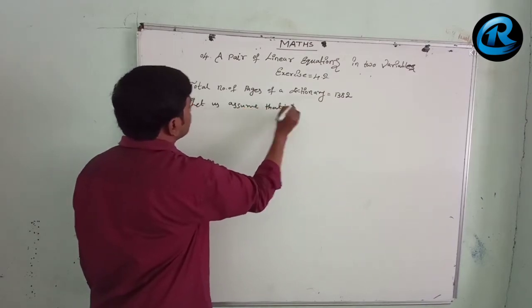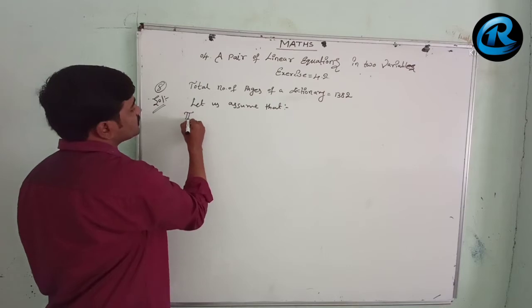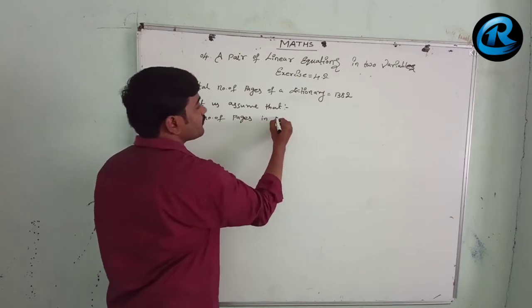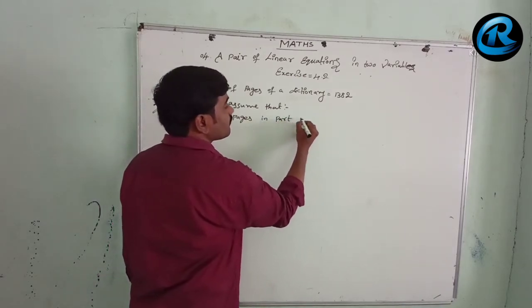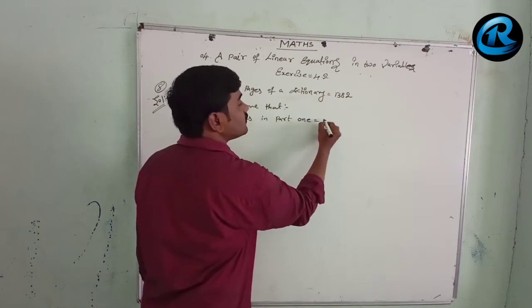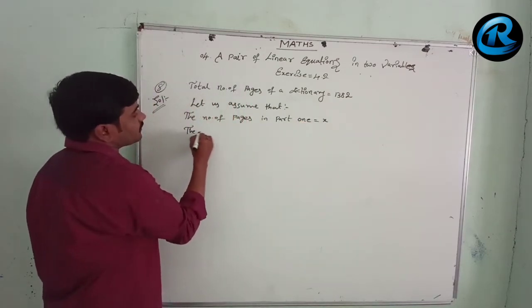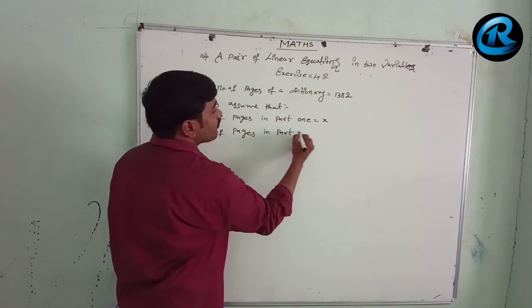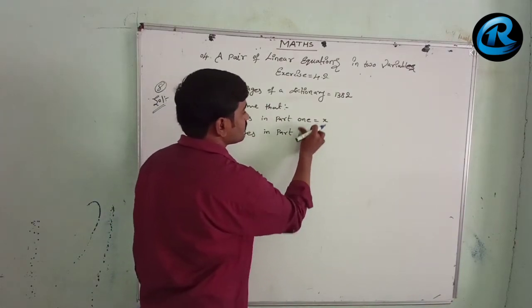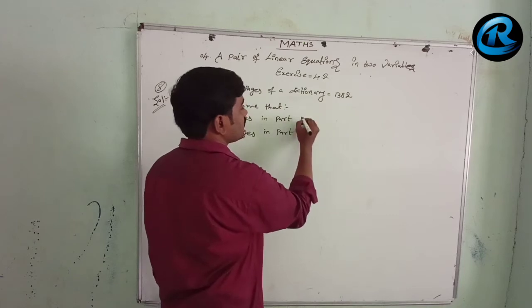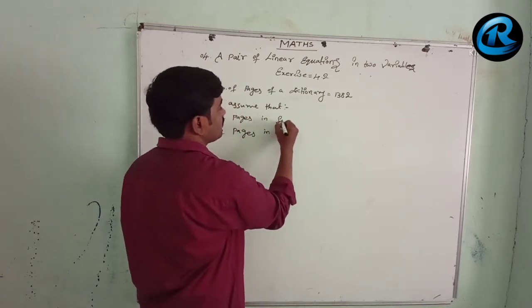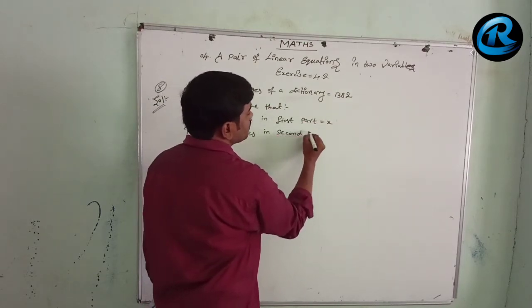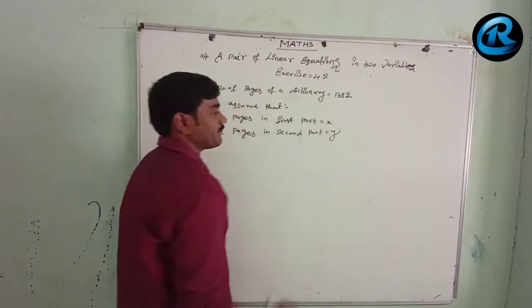Let us assume that the number of pages in part 1 equal to x pages, the number of pages in part 2 equal to y pages. First part, you will write first part equal to x, second part equal to y.